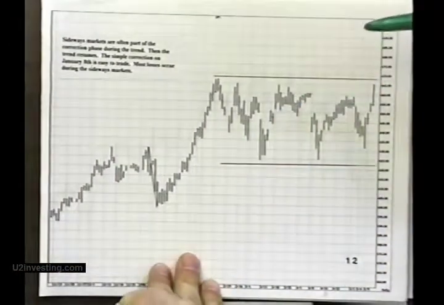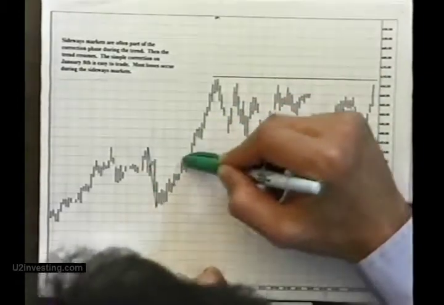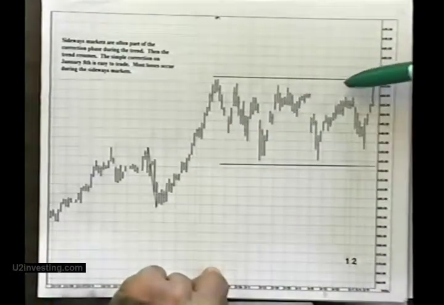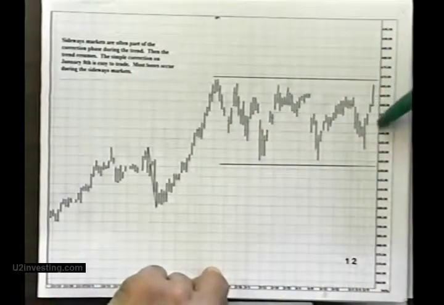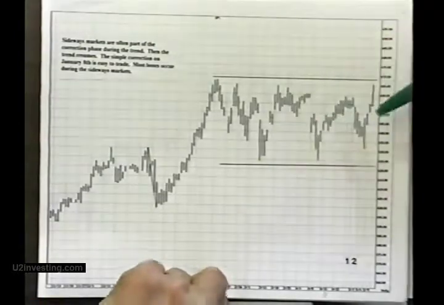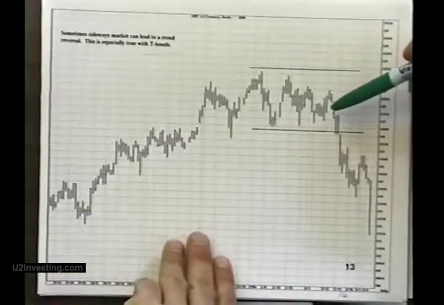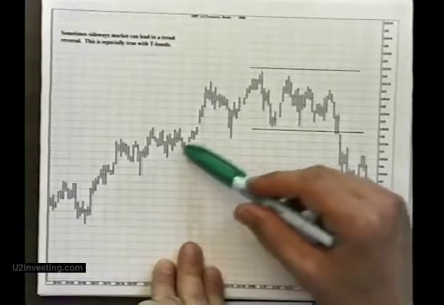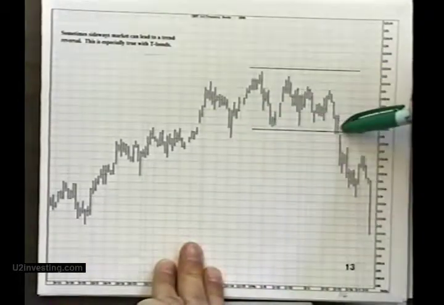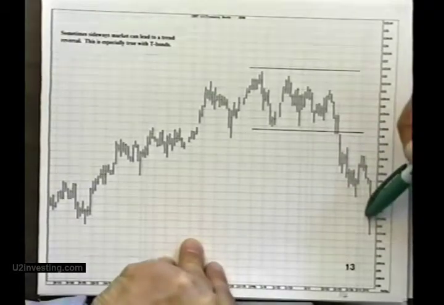Sideways markets are often part of the trend. Here's a simple correction. This is very easy to trade, but when the market starts into the sideways pattern during the trend, that's where trading becomes very complicated, and we're going to show you a way to trade without getting caught in this choppy market. Sometimes sideways markets can lead to a trend reversal. Here treasury bonds have been going up, then they enter into the sideways pattern, and they break on the downside, and the trend reverses after the market goes down substantially.